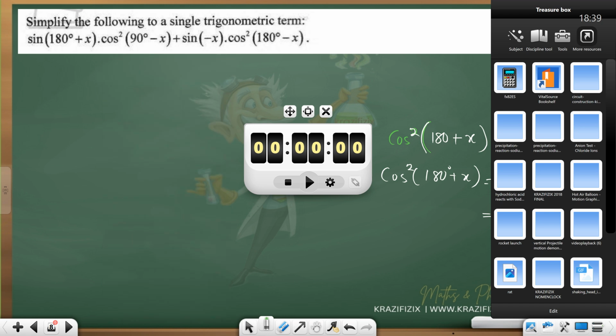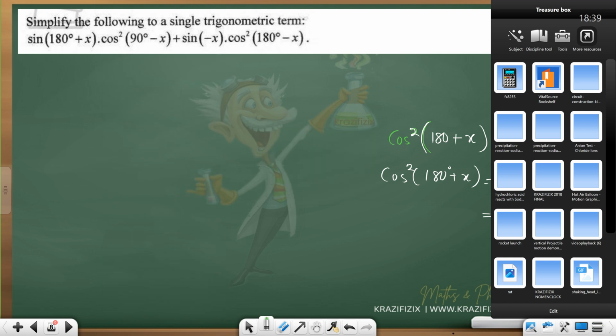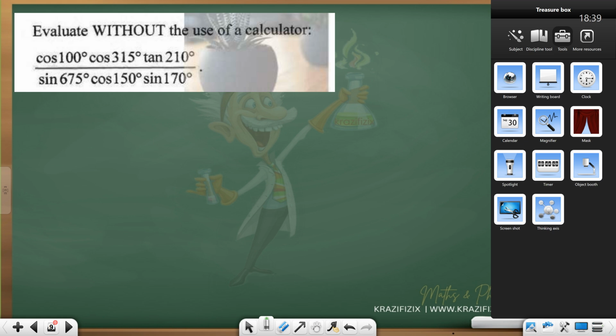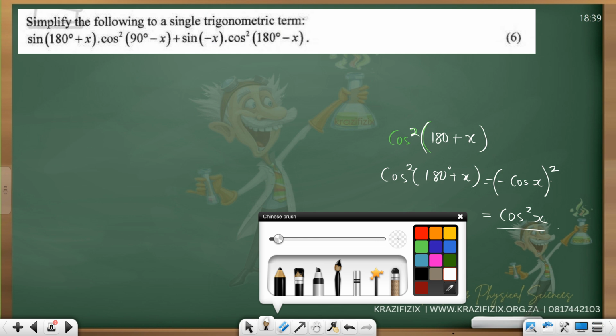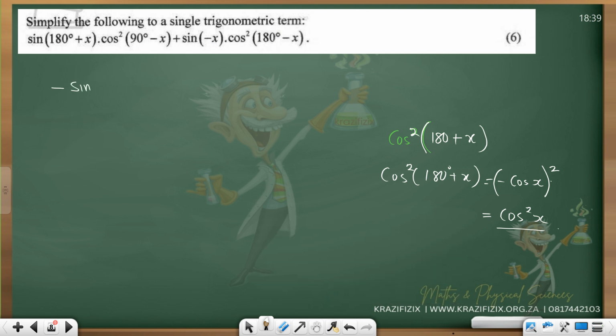Okay, guys. Time up. What is sine 180 plus x? Third quadrant. That is negative sine x. Did you get negative sine x? Cos 90 plus x is sine x, so that is sine squared x plus sine negative x, which is negative sine x, and cos 180 minus x, because it's squared, we don't even care about whether it's positive or negative anymore.